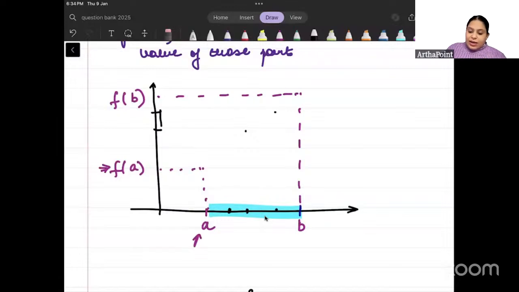So I am picking up any point. What this definition is saying, I am picking up any point between A and B and I am trying to find out what will be its value.